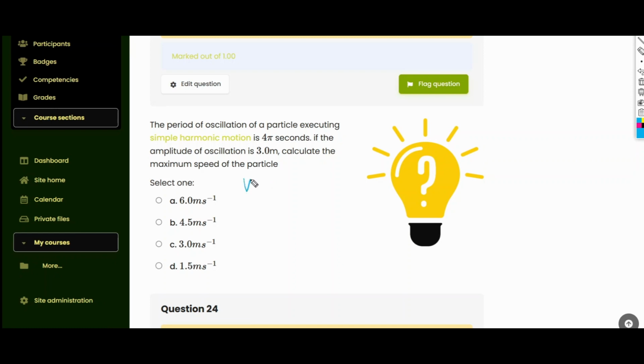We have a lot of relationships in simple harmonic motion, so many formulas. For maximum velocity, it's the angular frequency times the amplitude. And we know that the angular frequency is 2πf. But since f is equal to 1 over T, our angular frequency is also 2π over T.